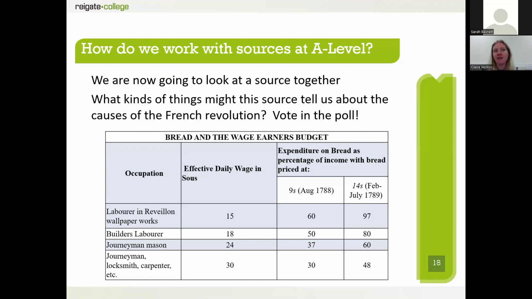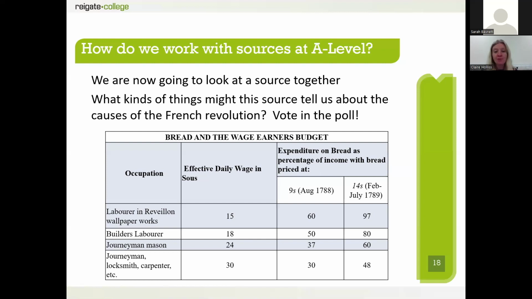Now, this is quite interesting because this is a source which relies a lot on numbers, which some of the students really love, and some of the students are a bit like, oh, we have to look at numbers. But it's really fascinating what we can find out from it. If we have a look at our table here, you can see in the first column some details about the occupation of the people we're looking at. We've got four different groups of people, all of them living in Paris in the 1780s.